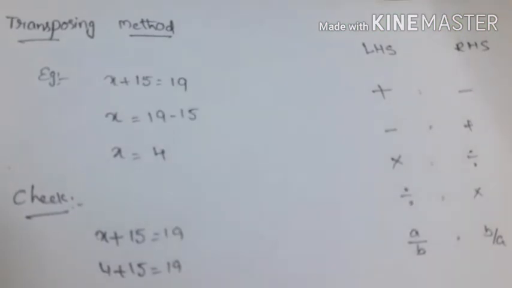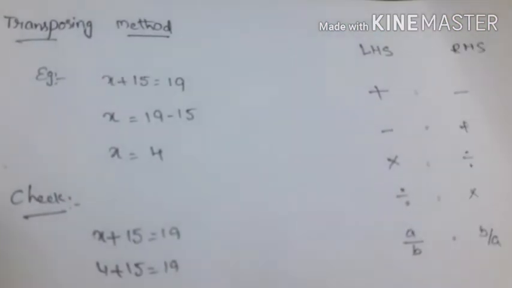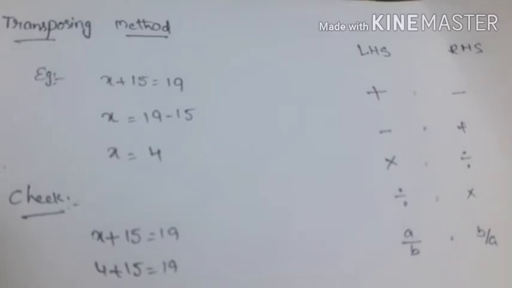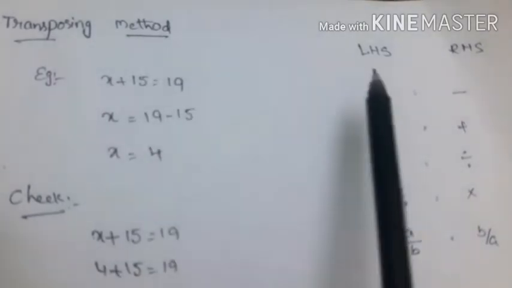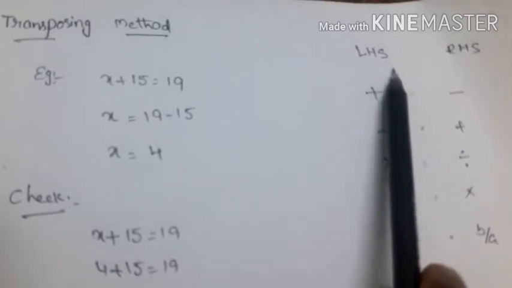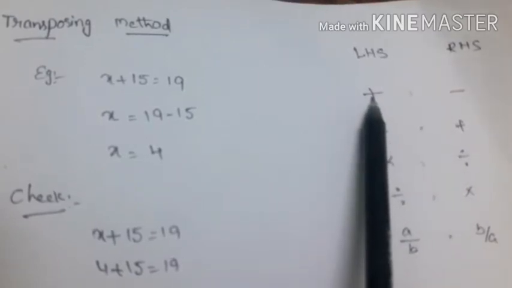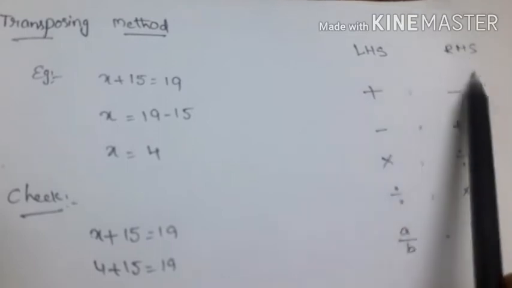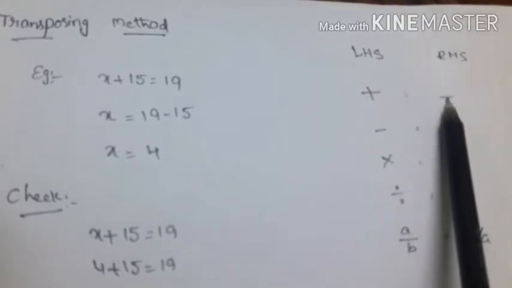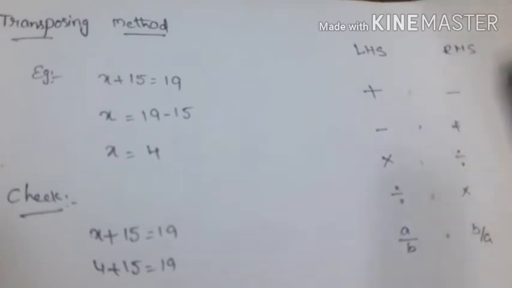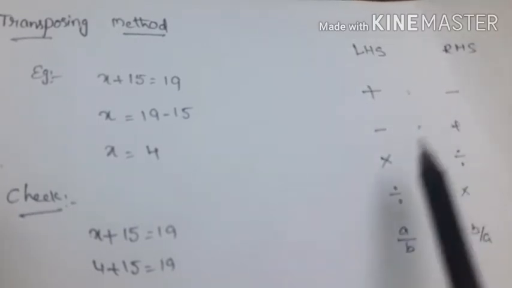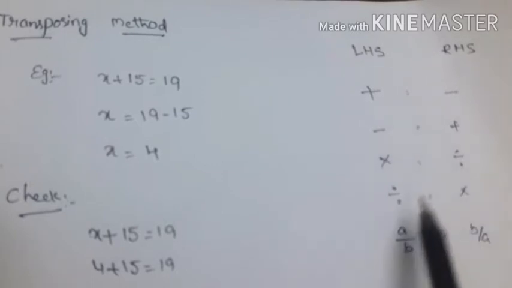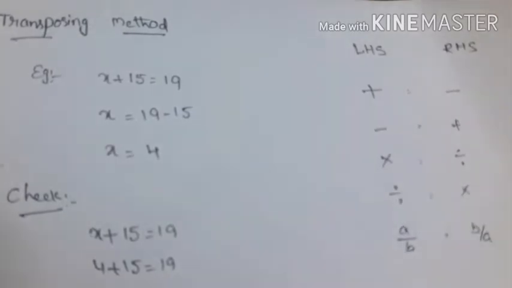In this process we carry the terms to the other side of the equation by changing their signs. Suppose the LHS has a positive sign. If I transpose it to the right hand side, it becomes a negative sign. Negative signs become positive signs, multiplication becomes division, and division becomes multiplication. That means A by B becomes B by A.